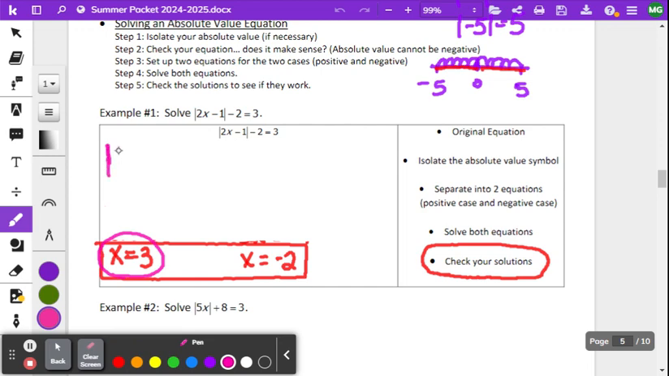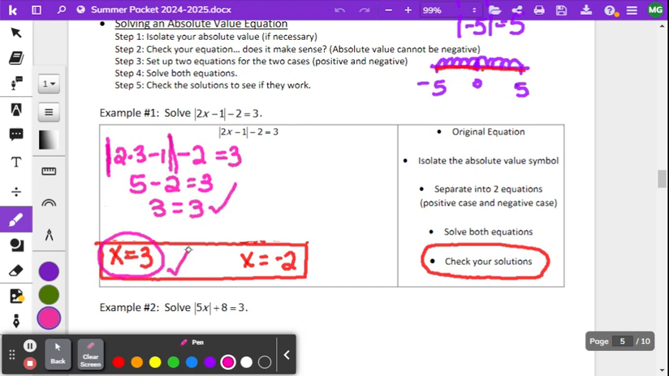So inside the absolute value, we would have 2 times 3 minus 1, minus 2 equals 3. So let's do the math here. We start inside our absolute value. 2 times 3 is 6, minus 1 is 5. The absolute value of 5 is 5. And we have 5 minus 2, which is 3, which is a true statement. So that means that x equals 3 is a solution.